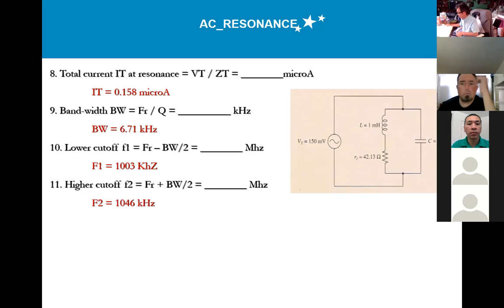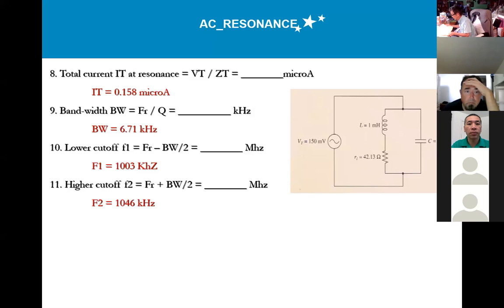No, Mr. Sam, if you see, the bandwidth is the difference between the higher cutoff frequency and the lower cutoff frequency. Correct. So we have the higher 1046 and the lower 1003, so the difference between them is going to be 43, right, Mr. Sam? And what's shown right now, if you see number 9, the bandwidth is only 6.7. Yeah, so the bandwidth is correct and the lower cutoff is correct, but the higher frequency is incorrect. It should be about 110 kilohertz. Oh, I see. Okay.